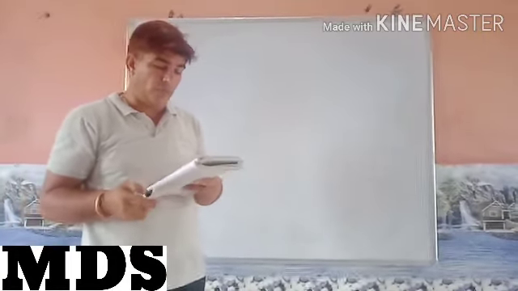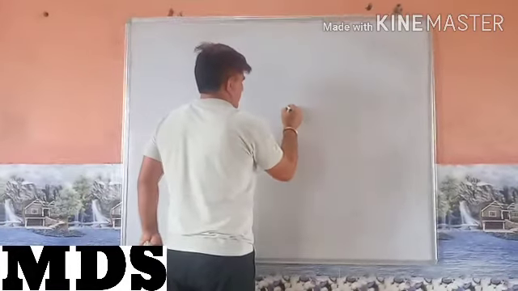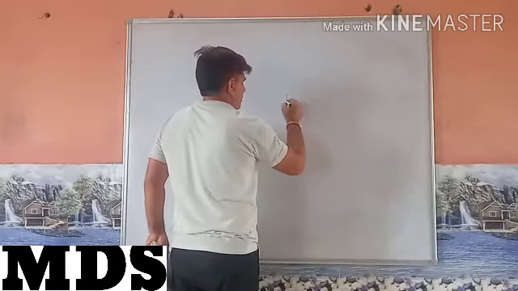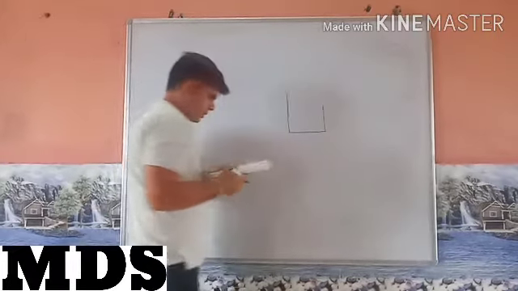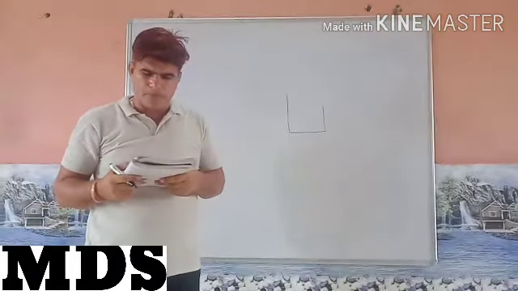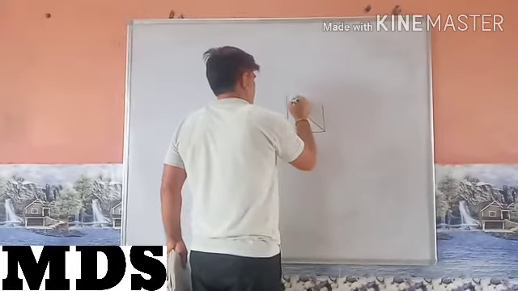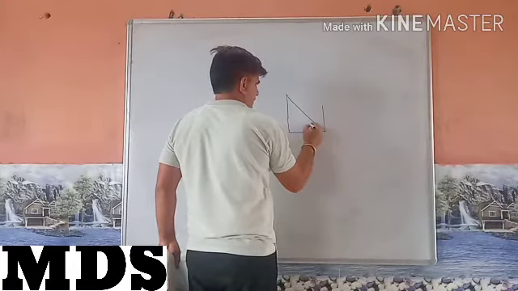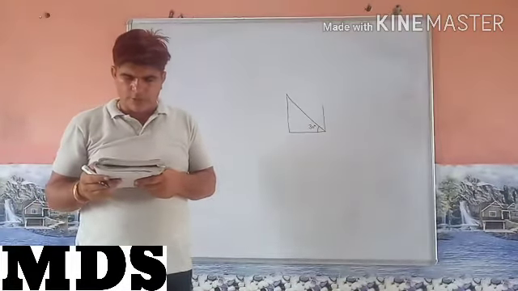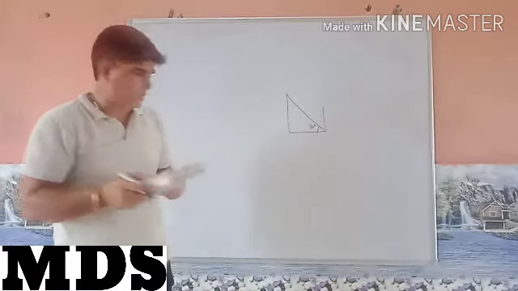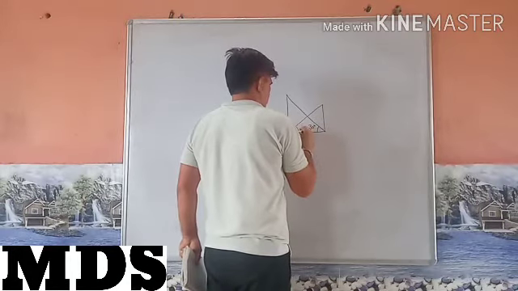So what's given: the angle of elevation of the top of a building from the foot of the tower is 30 degree. You can say this is a tower, and this is the building. The angle of elevation of the top of the building from the foot of the tower is 30 degree. This angle is 30 degree. And the angle of elevation of the top of the tower from the foot of the building is 60 degree. This is how much degree? 60 degree.